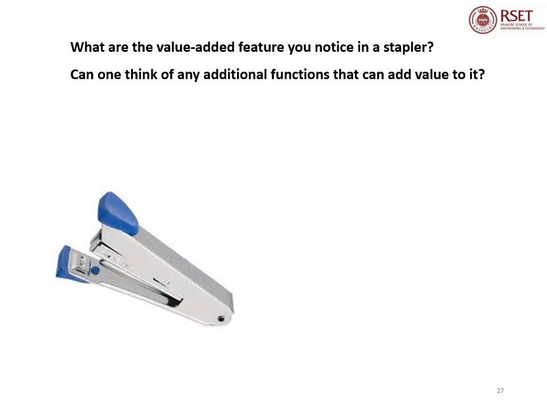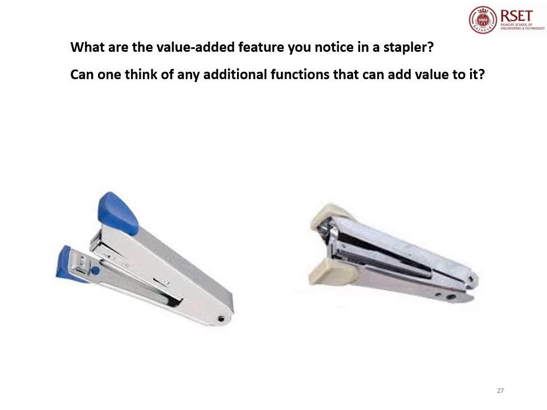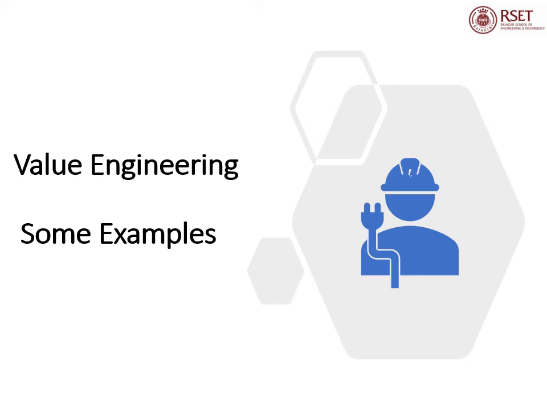This is a normal stapler which can be used to staple pins to paper. In the second one, they have added the functionality for removing the staples also. Even though it's a simple change in design, it adds more value to the product. Similarly, we can think about adding more functionalities to stapler like having a paper punching option, facility to insert pins of different sizes, etc. We'll see some more examples of value engineering.